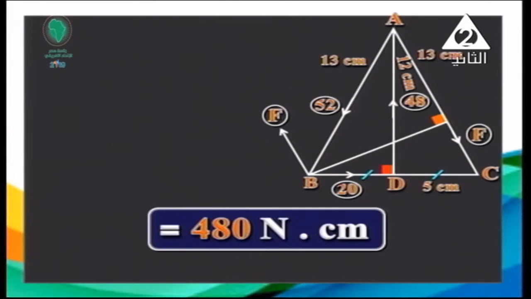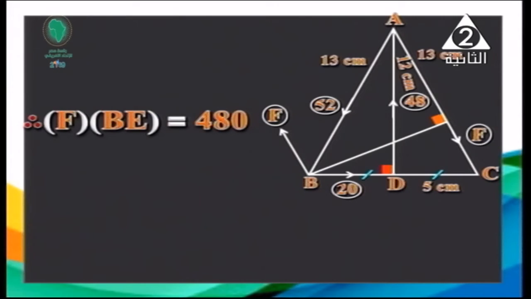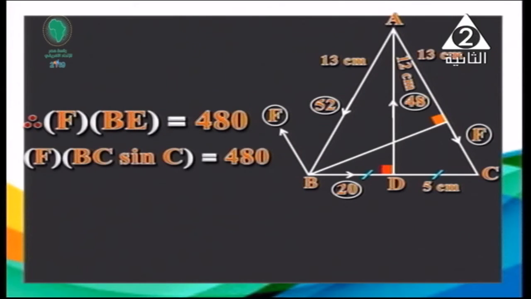Remember, my dear student, Newton centimeter is the unit of couple. Why? Because the couple unit equals the unit of force times the unit of distance, Newton centimeter. We know that F times BE equals 480. What is the value of BE? BE is the distance between the two forces, each one is F.